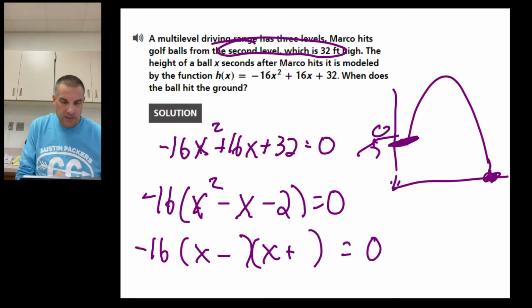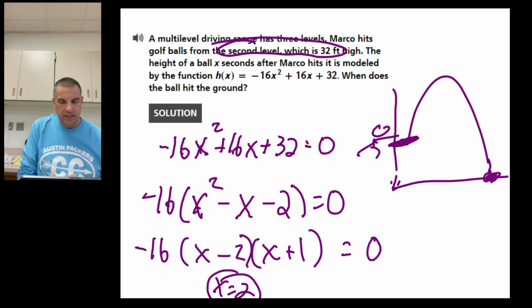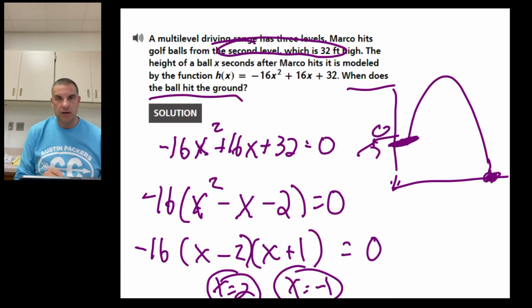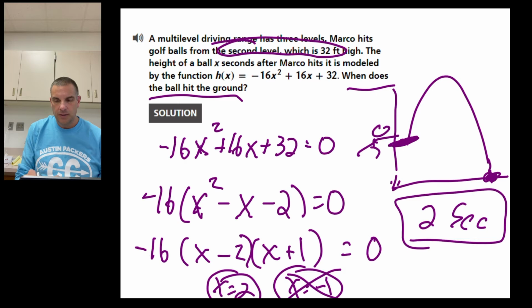We have to be minus 2, so it's minus 2 plus 1. So now we find the zeros. When you're finding the zeros, what makes this 0? 2 makes this 0. What makes this 0? Negative 1. They want to know, when does the ball hit the ground? Well, it doesn't make sense for the ball to hit the ground at a time in the past. So after 2 seconds, this ball is going to hit the ground.